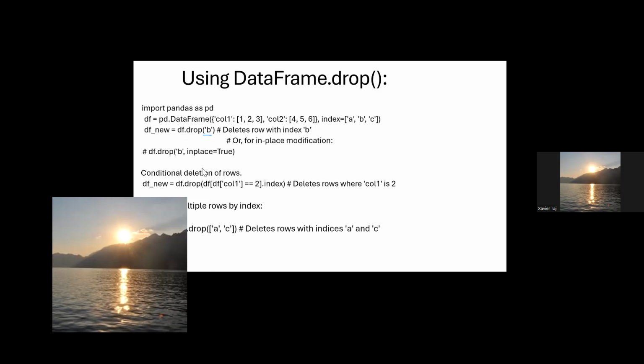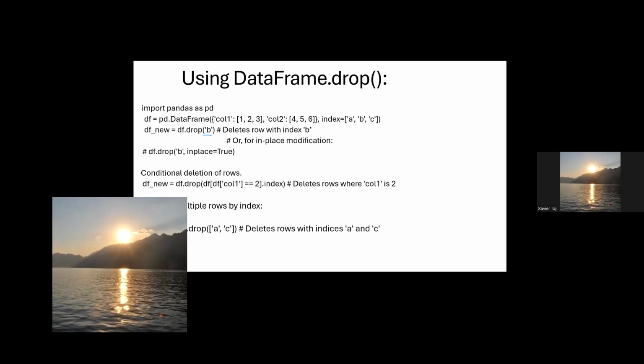Suppose you want to do some conditional deletion. You can write it like this: the new object name is equal to df dot drop. What is your data frame? It is df, square bracket, again one more df, col 1 is equal to 2. That means it deletes the row where the column 1 is 2. That is the meaning here. It deletes the second row because dot index we have given. This is the conditional deletion. Like this way also you can write, or you want to delete multiple rows.